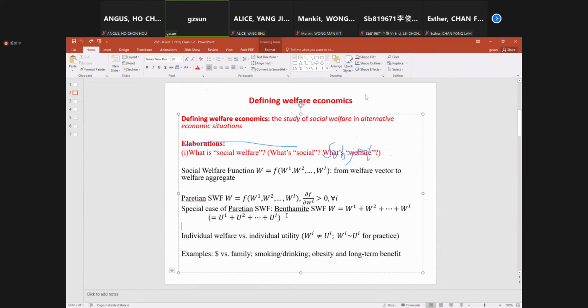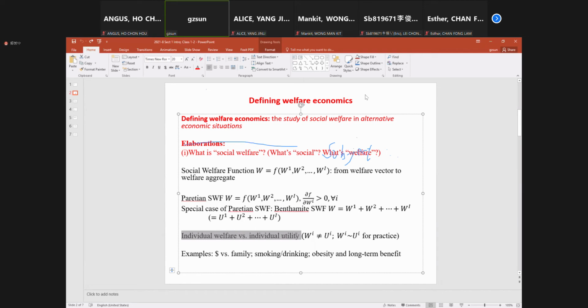But here, the Bentham-style social welfare function requires us to take everybody equally. All are equal, nobody is more equal. And so now let's start from this point to clarify one concept.